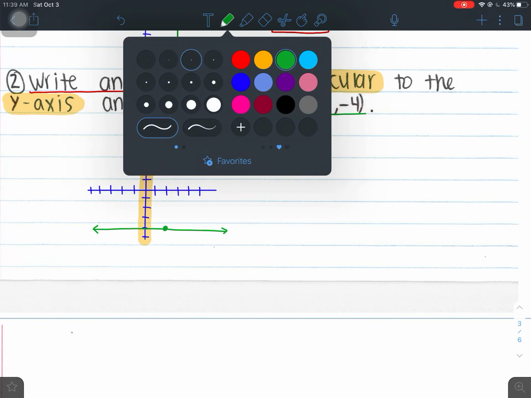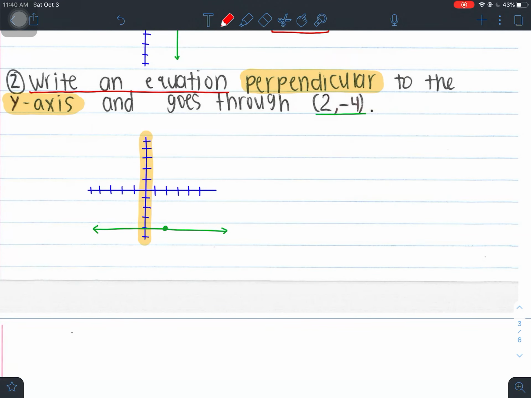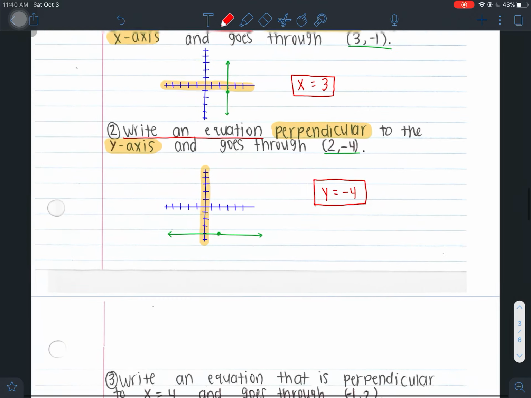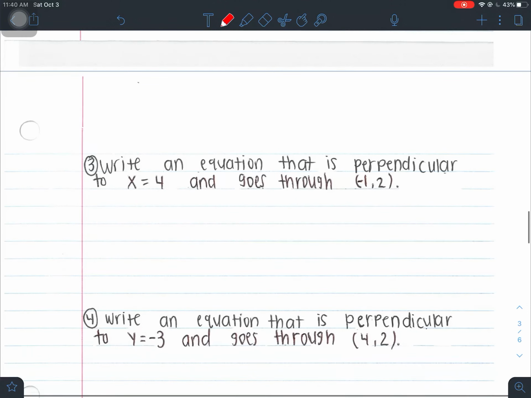Okay, so we're going to write our equation. What axis does this green line cross? It crosses the y-axis, so it's going to be y equals, okay, and it crosses the y-axis at the number -4. So your equation is y equals -4. All right, moving on to number 3.